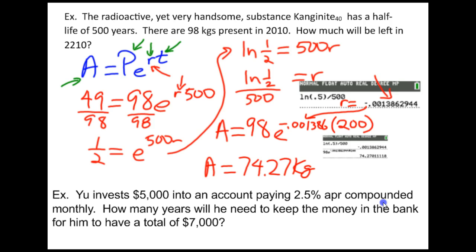And that kind of makes sense. If you think about it, if half of the 98 kilograms would be left in 500 years, well, 200 years isn't 500 years, so there should be more than half left, and 74.27 is definitely more than half of 98. All right, let's take a look at one more example.